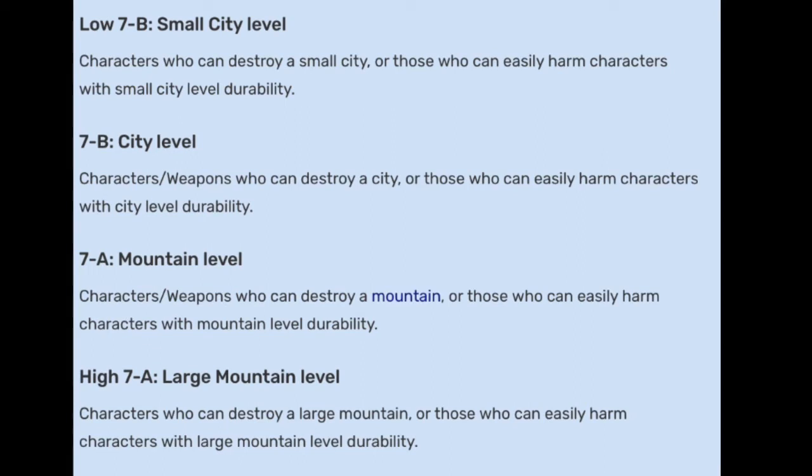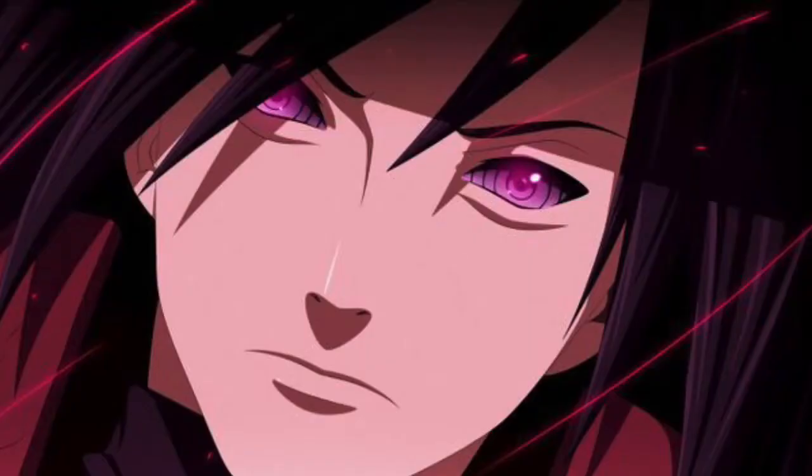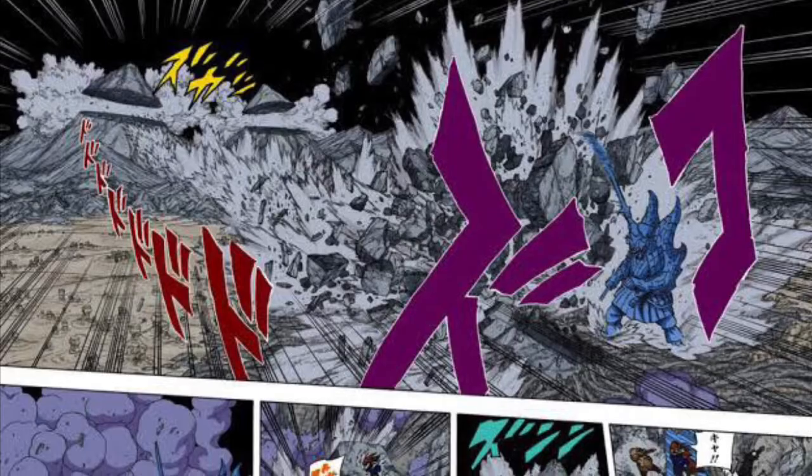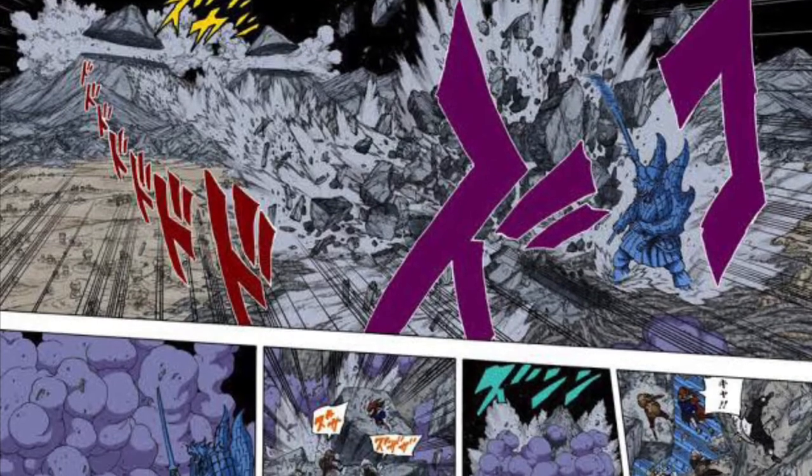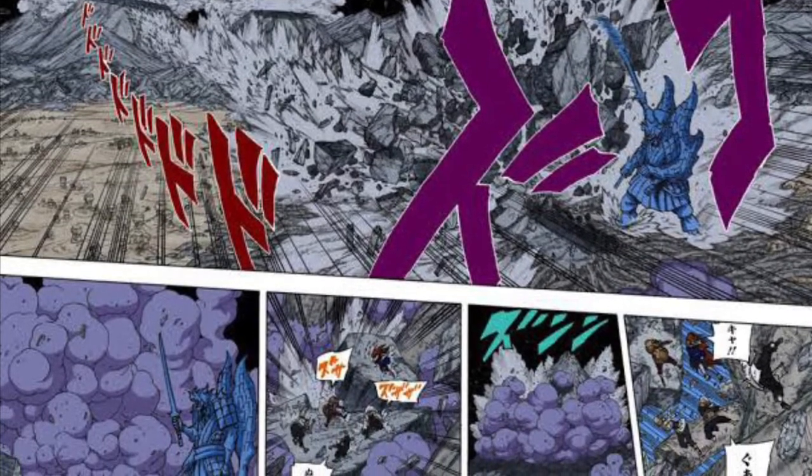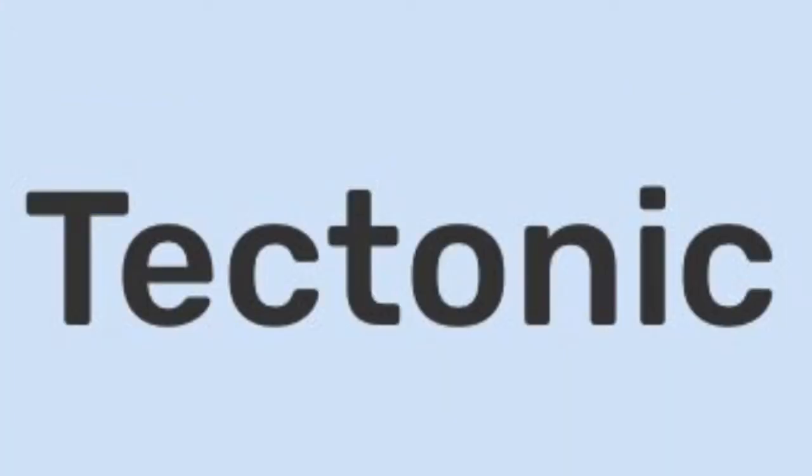Next we have low 7B, small city level. You can destroy a small city. 7B, city level, you can destroy a city. 7A, mountain level. And high 7A, you can destroy a large mountain. An example of high 7A or 7A is Madara Uchiha. This was shown when he activated his perfect Susanoo, and when he drew his sword, it cut multiple mountain peaks in half.